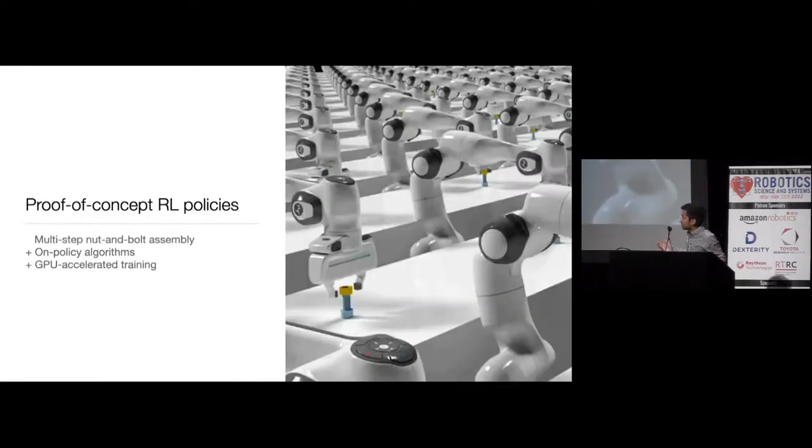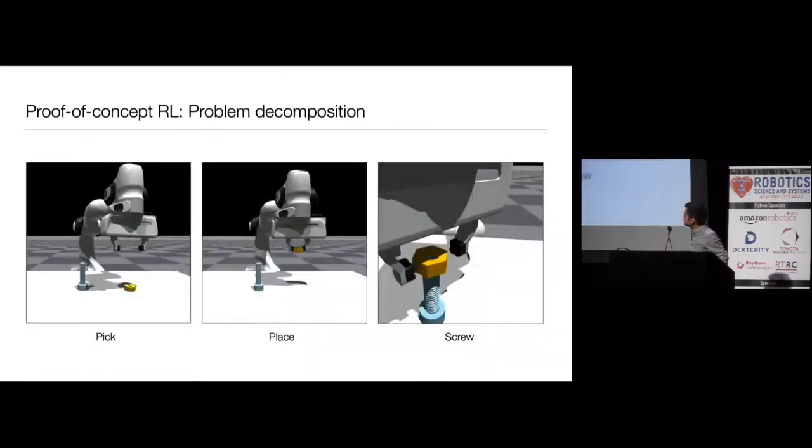Finally, I'll talk about our proof-of-concept RL policies. We use our simulator, assets, environments, and controllers to demonstrate that we can perform multi-step assembly procedures using data-hungry on-policy algorithms, but very efficiently. So we focus on the case study of nut and bolt assembly, and we decompose the problem into 3 phases: pick, place, and screw. We train a sub-policy for each, and then address policy chaining.